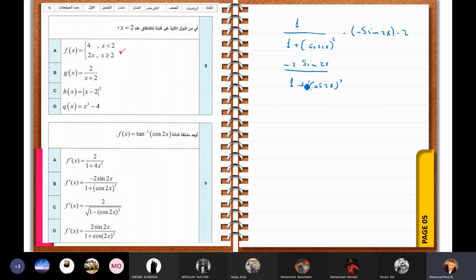If you have it directly, it's okay. If you don't, maybe you have to change cosine squared into 1 minus sine squared or something like this. Understanding me? Okay. So we can find it directly here.